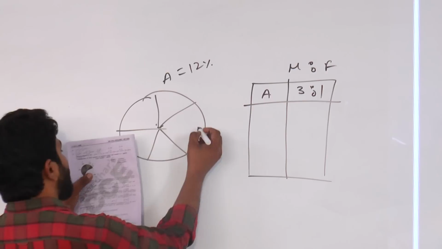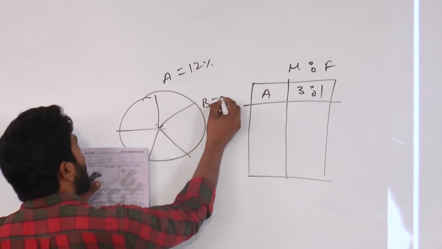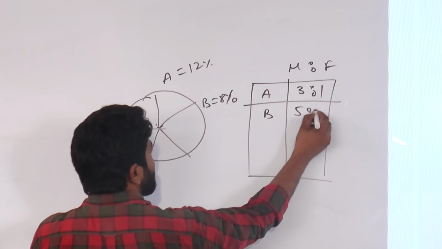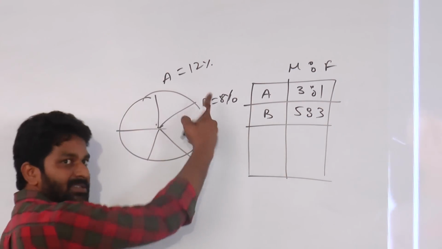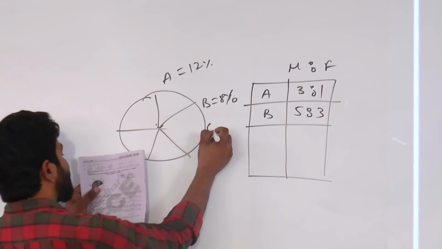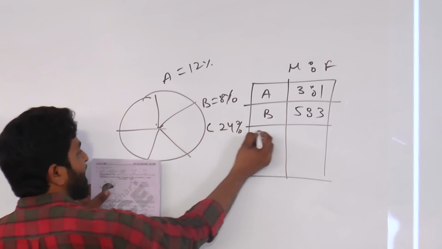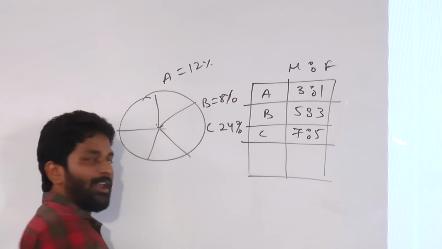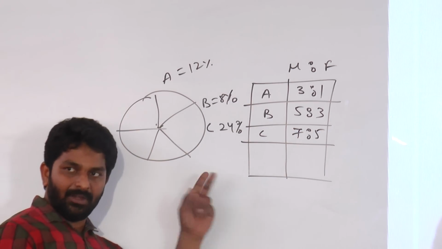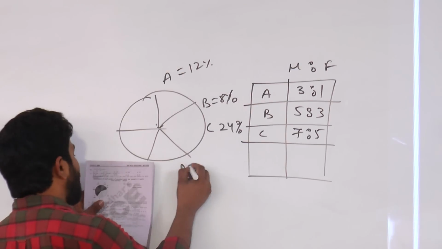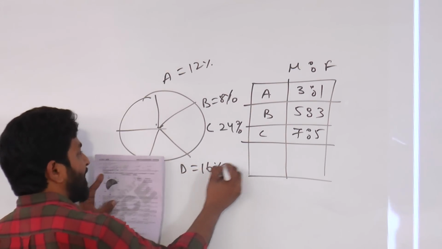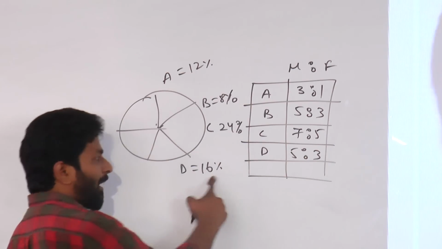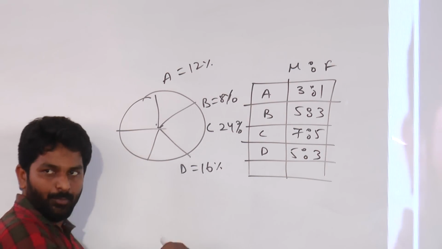And for B also you have 8% and B in terms of ratio 5:3. So total how many parts? 8 parts, 8%. Like that C also 24% and C in terms of number 7:5. Total 12 parts. 12 parts is 24%, 1 part 2%. And then again D 16%. D in terms of ratio 5:3. So total 8 parts 16%, 1 part 2%.